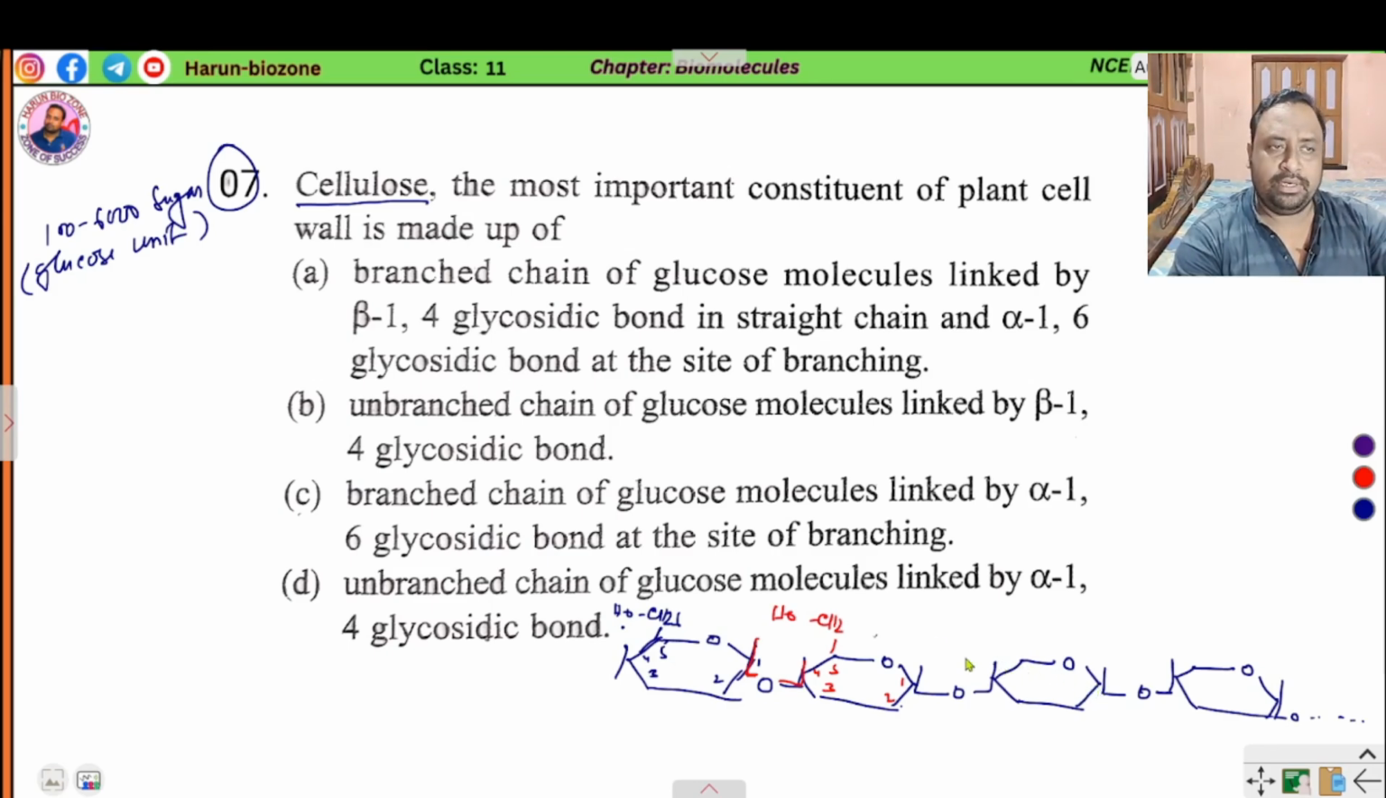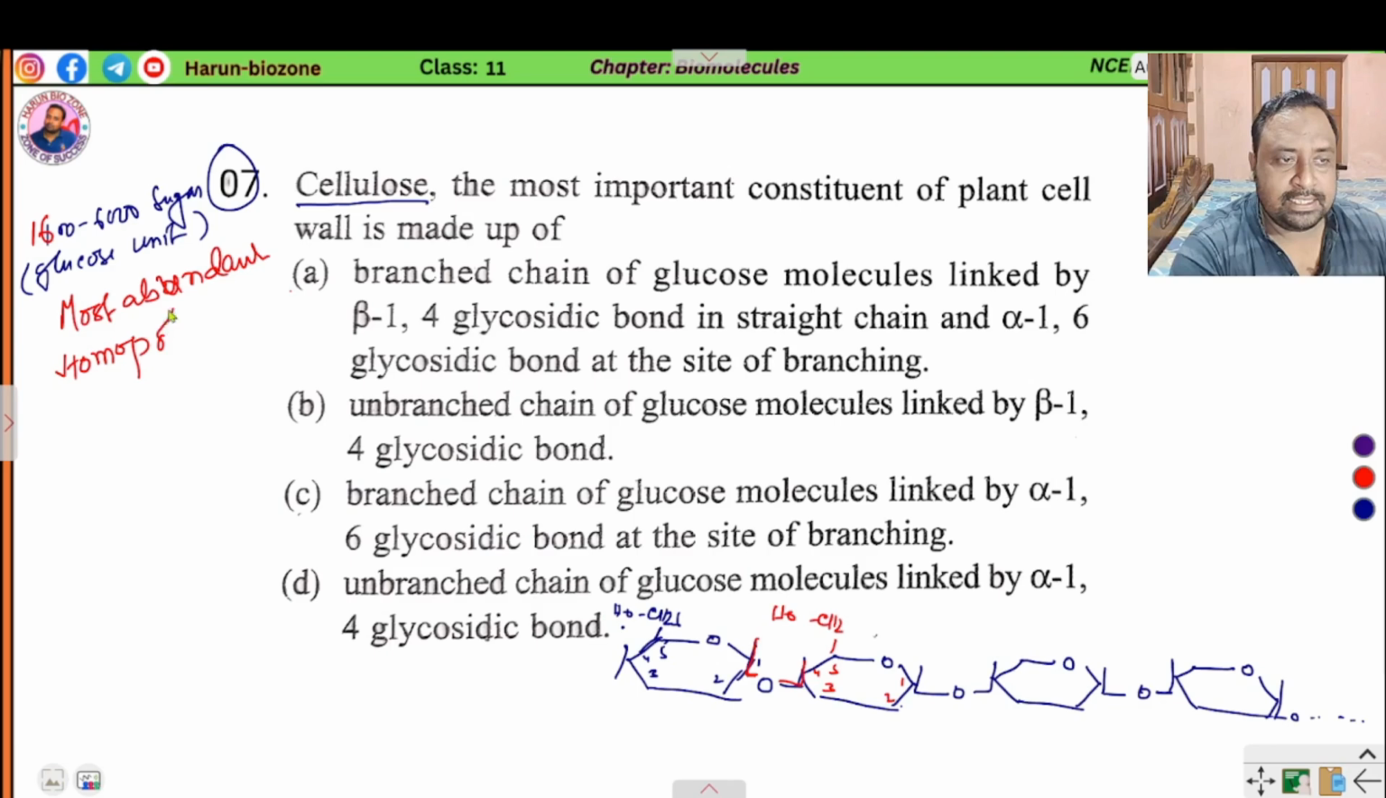Cellulose is the most abundant sugar. It is a homopolysaccharide, made by 1600 to 6000 sugar units joined by glycosidic bonds. Homo means cellulose is made by only one type of sugar, that is glucose. So it is called a homopolysaccharide.